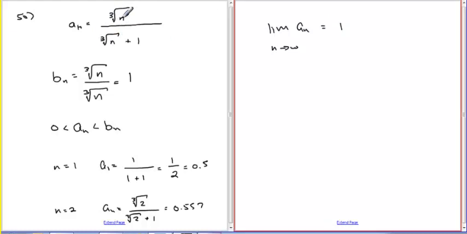If you had n to the millionth power, then what is the cube root of a million? I don't know, let's see what it is. The million to the third power is 100. So you get 100 divided by 101, which is close to 1. And as n becomes even larger, it approaches 1.